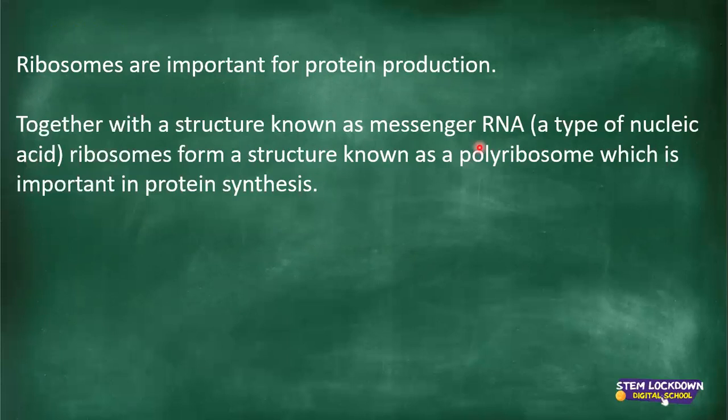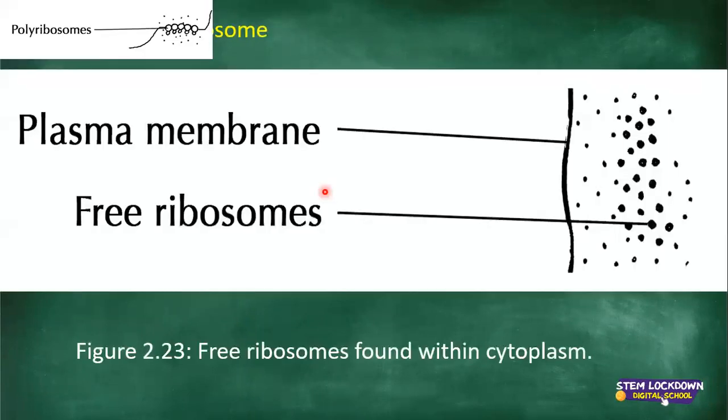The messenger RNA, called mRNA, and the ribosomes would form a structure known as a polyribosome, which is important in protein synthesis. So know this for now. It will be very useful and will make more sense when we deal with genes. So these here are the polyribosomes. These are the polyribosomes.